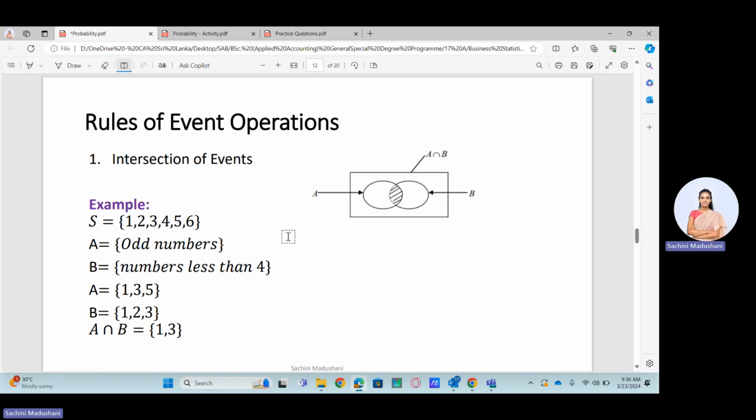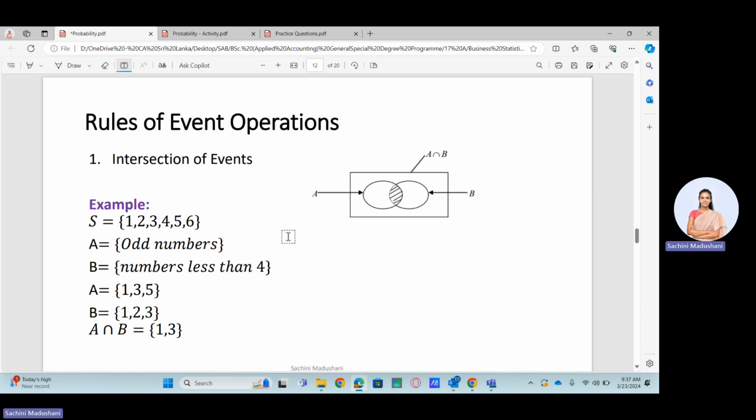Then there are 2 events. We identify whether there are any common elements. If there are any common elements, we call that the intersection. Getting an even number and getting an odd number: do these 2 events have an intersection or not? No. Why? There are no common elements.